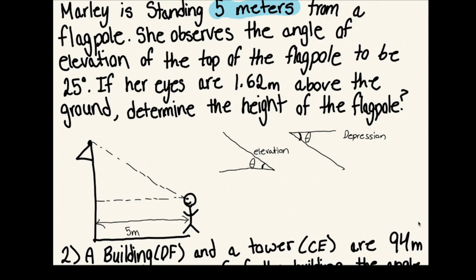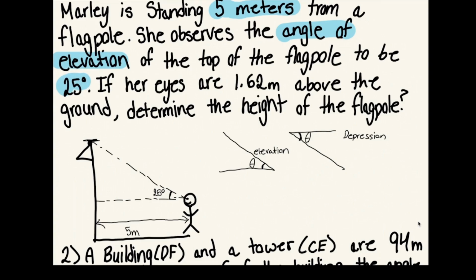And so they're saying she observes the angle of elevation of the top of the flagpole to be 25 degrees, and she's observing this from her eyes. The diagram's already partly given to us. We just have to put what they're telling us in the question onto the diagram. The elevation to the top of this flagpole is 25 degrees. That means from where her eyes are to where she's looking is 25 degrees, like that. So there's that important information, the angle of elevation to be 25 degrees.